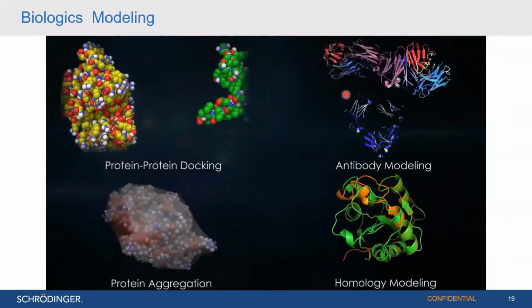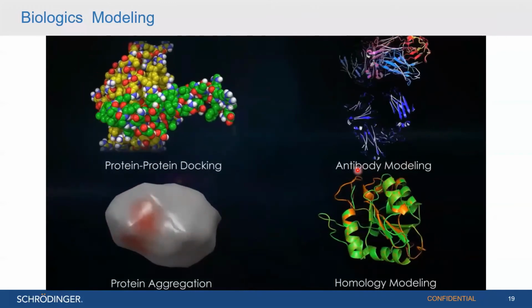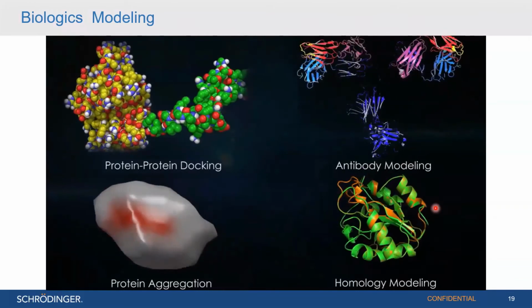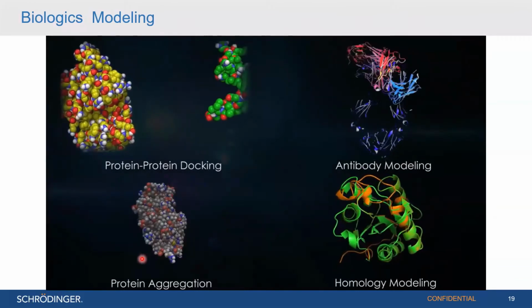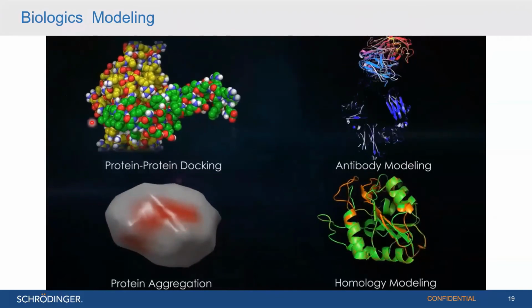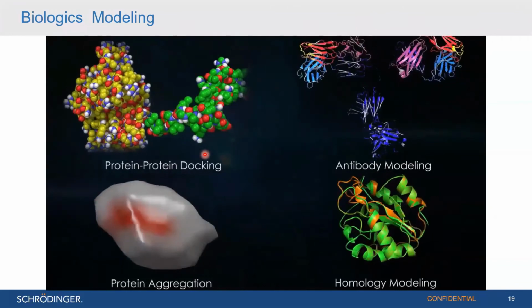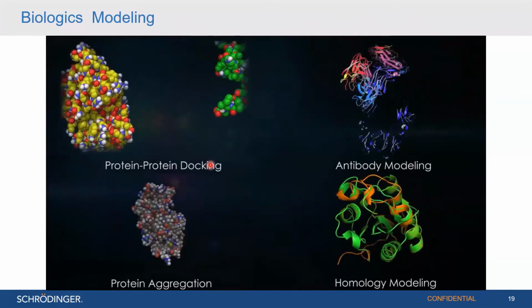For example, you can design antibodies, you can humanize antibodies, you can study antigen-antibody interaction, you can develop a model of a protein using homology modeling. You can study various phenomena like protein aggregation and its properties. Not only that, you can also study how proteins bind together, how protein-DNA interacts, how protein-RNA interacts. Those kinds of things you can study with the biologics suite.